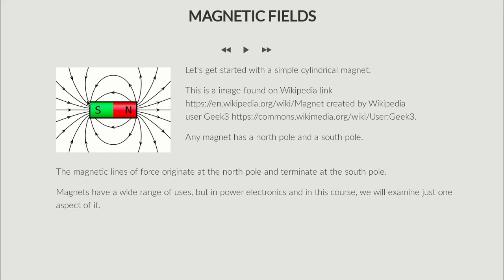Magnets have a wide range of uses. We will talk only about the case in power electronics. The reason I want to describe this is because I felt the need to introduce some concepts of magnetism, since a lot of power electronics is heavily influenced by magnetic fields and stored energy, if not deliberately then accidentally.